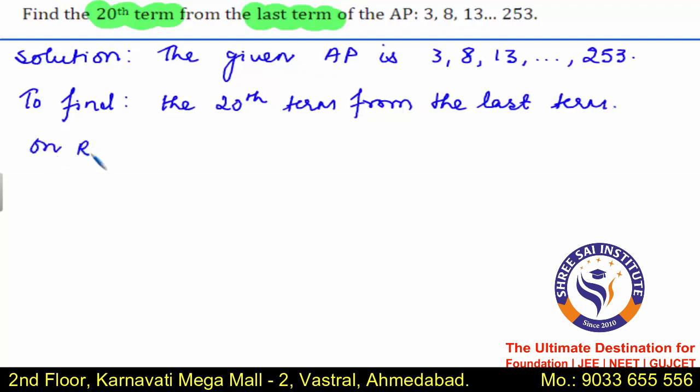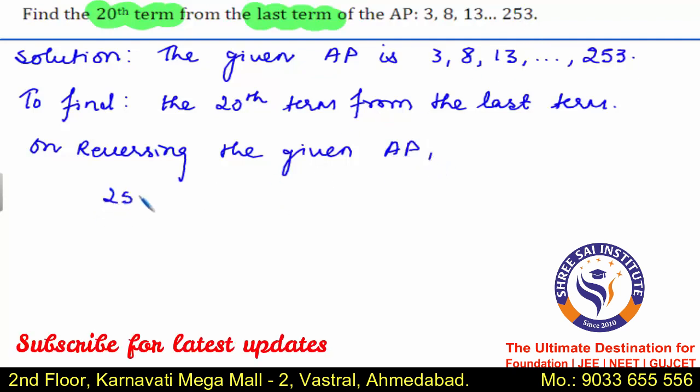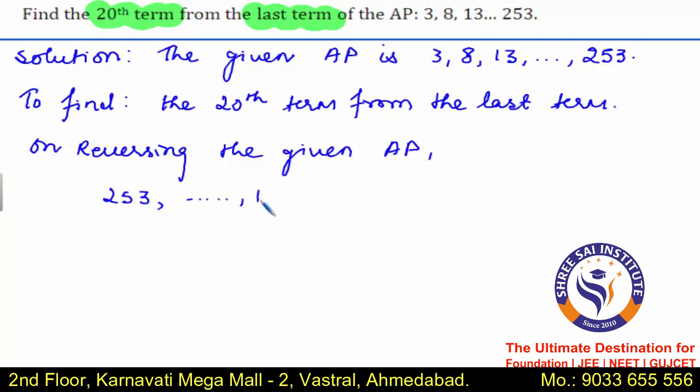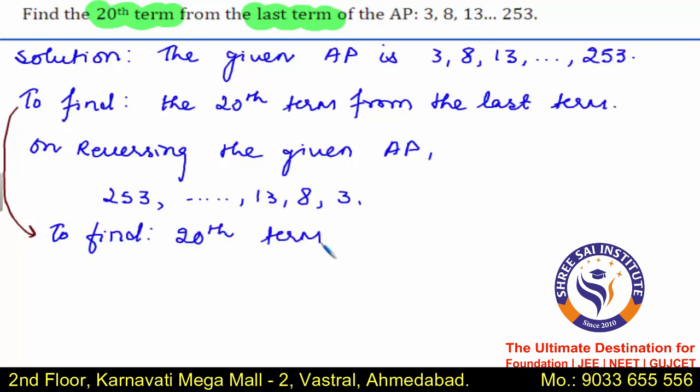On reversing the given AP, the last term becomes the first term, and similarly we have 13, 8, and the first term will become the last term. Now on reversing the AP, this implies that we have to find the 20th term of this AP.